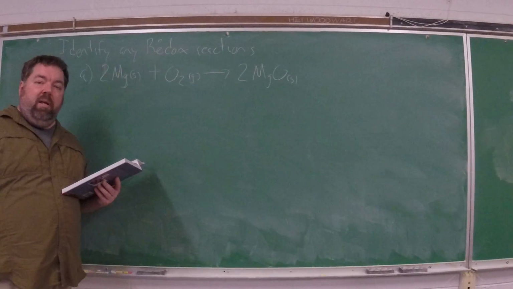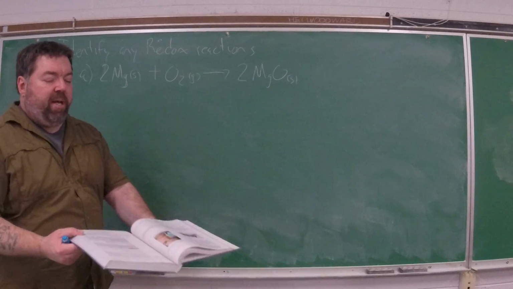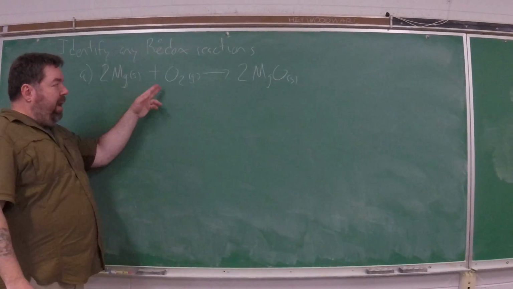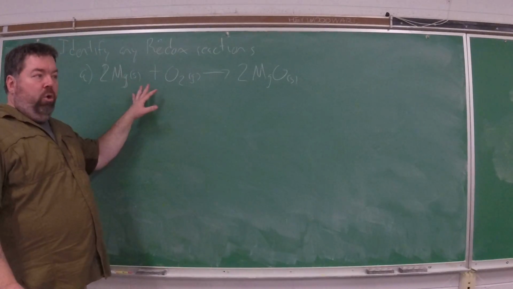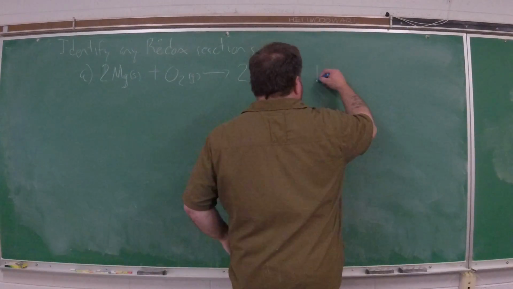One of the rules: if you react with elemental oxygen, it's a redox reaction. Plus we can tell here because we have a metal and a non-metal, both of them neutral, and they form an ionic compound. So redox reaction.